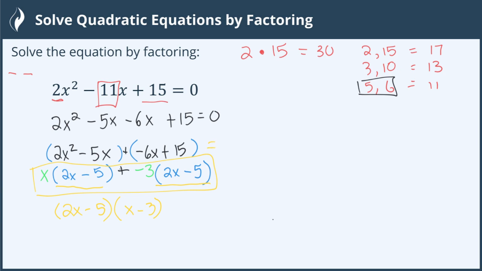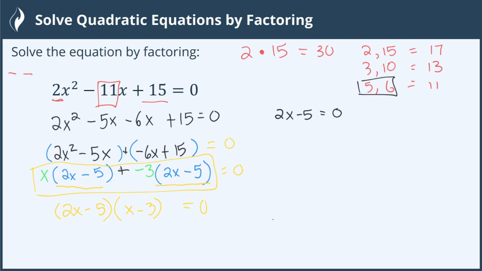Now, of course, all of these are equal to 0. I just didn't bring it down to all of them. Okay, now we have 2x minus 5 and x minus 3. And to get our factors, we're going to use the zero product property. So I'm going to take my 2x minus 5 and set it equal to 0.